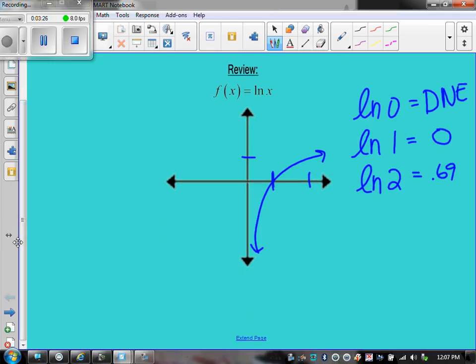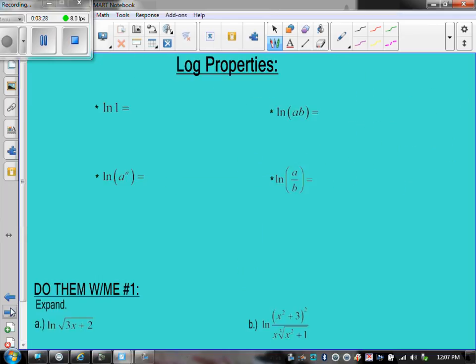All right, let's learn a few rules and a few derivatives. Let's first talk about log properties. These properties work with natural logs and regular logs. Again, what is the natural log of 1? 0, make sure you know it.